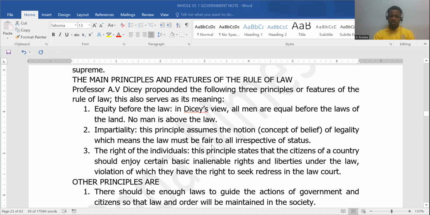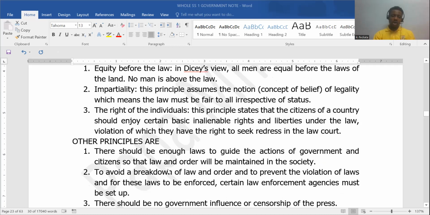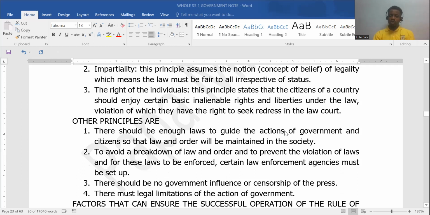Now, the rights of the individual. This principle states that the citizens of a country should enjoy some basic fundamental human rights that should never be taken away from them. And if violated, they could seek redress in the court of law. Other principles of the rule of law include the following. There should be enough law to guide the actions of the government and citizens so that law and order will be maintained in the society.